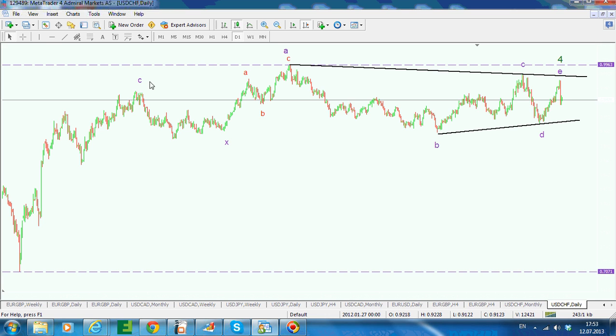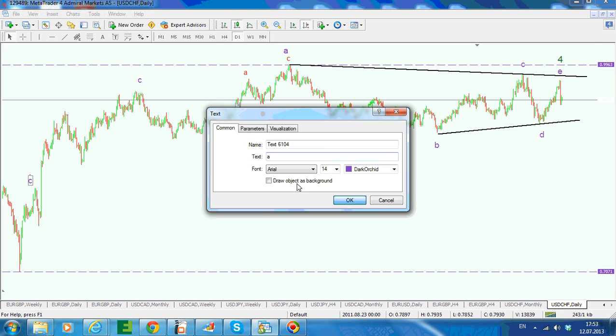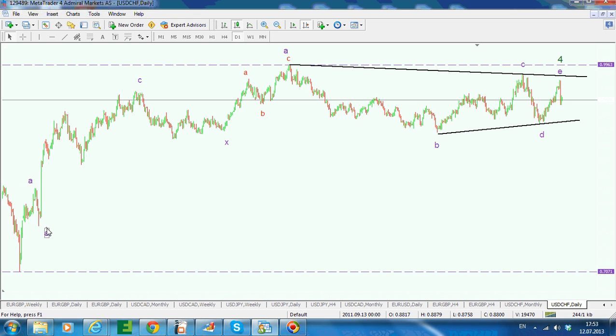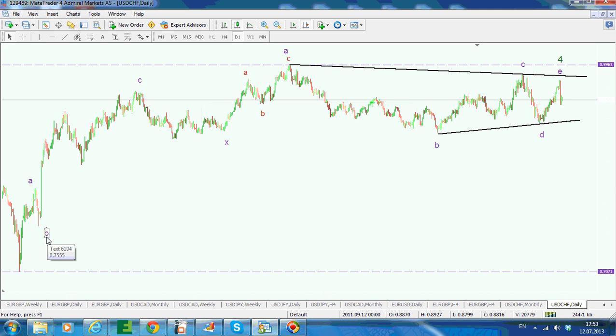So ABC, most likely with an A, then a B wave, and then a C wave to the upside, and the C wave here to be in the form of an ending diagonal, and this ending diagonal to come 1, 2, 3, 4, 5. So A, B, C, or maybe A, B, and C, and that would be another explanation.